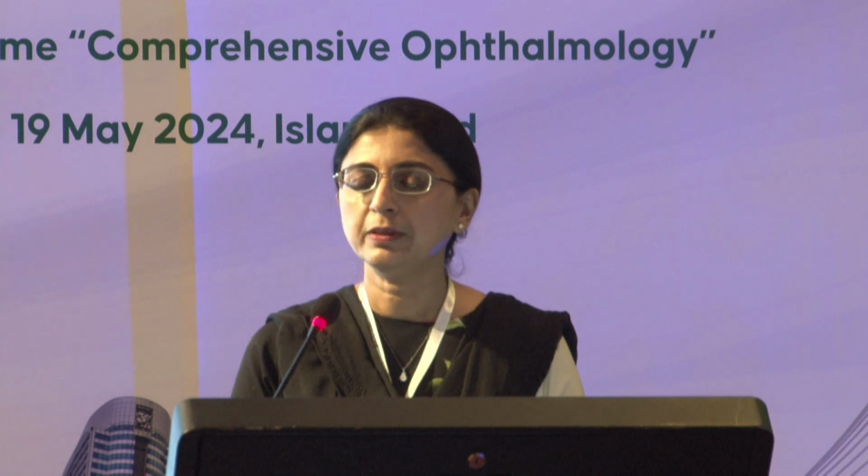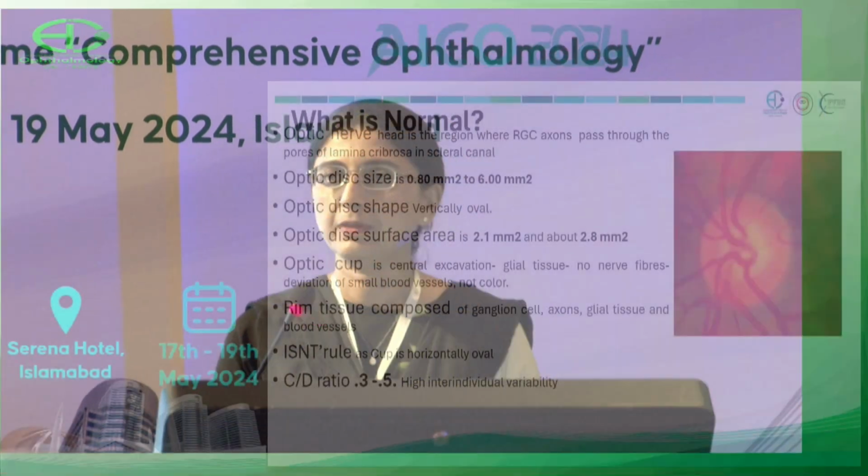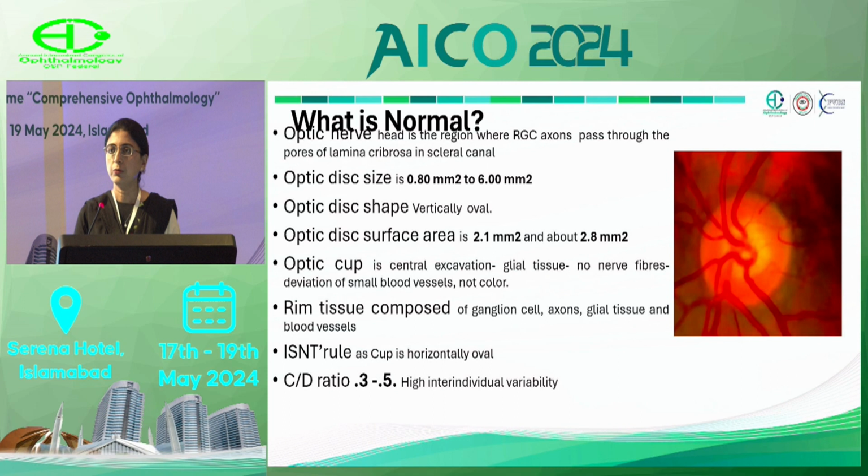Normally, it is a hole in the sclera through which 1.25 million nerve fibers leave the eyeball. They are focused towards the periphery to form a neuroretinal rim, and the central part is devoid of any nerve fiber. That is why we see a color contrast. We look at the differentiation of cup and neuroretinal rim by looking at the angulation of blood vessels and not the color contrast. Normally we have a vertically oval disc and a horizontally oval cup, and it follows the ISNT rule. The size of the cup varies among individuals.